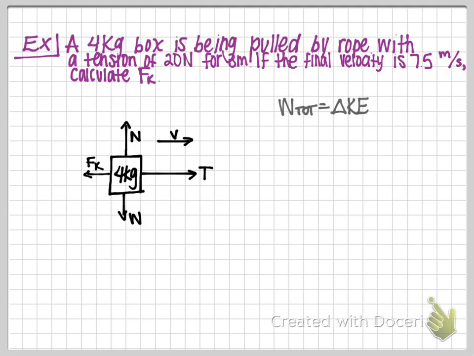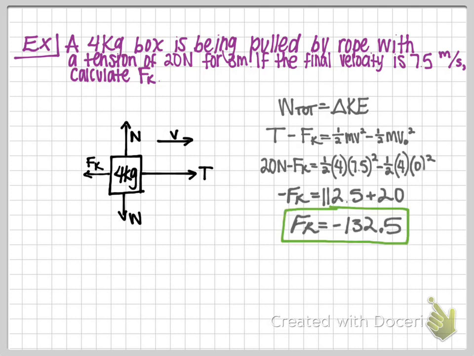We then set our equation, but we know that normal, weight, tension, and the friction force are all acting on the box. However, we do not include N nor W because they are perpendicular to the motion, so they equal 0. So we consider T positive and the friction force negative because it opposes in direction. Then we substitute the values we already know and solve for friction force, which is negative 132.5 newtons.